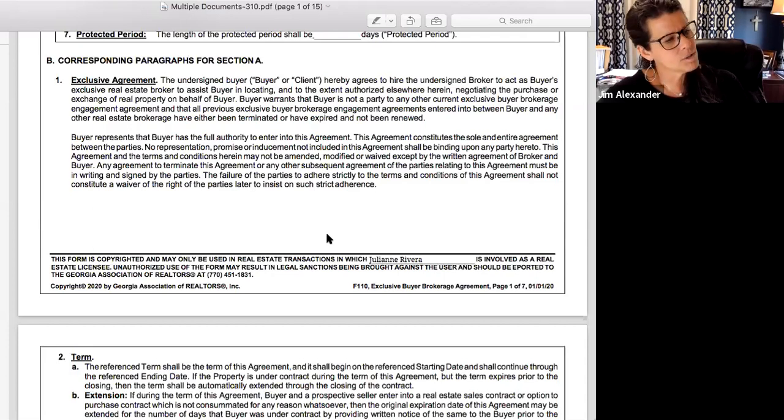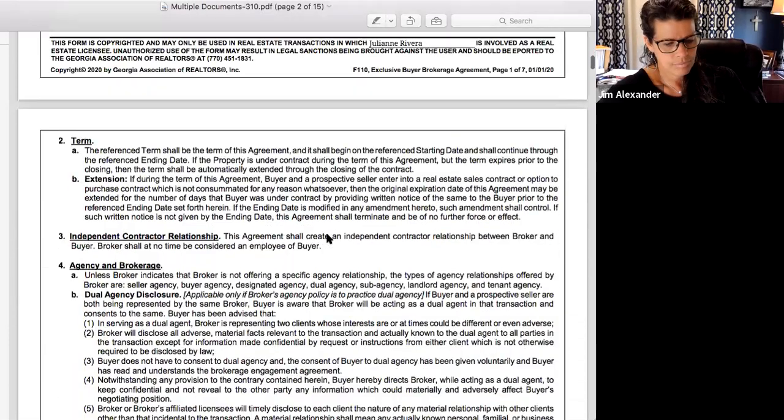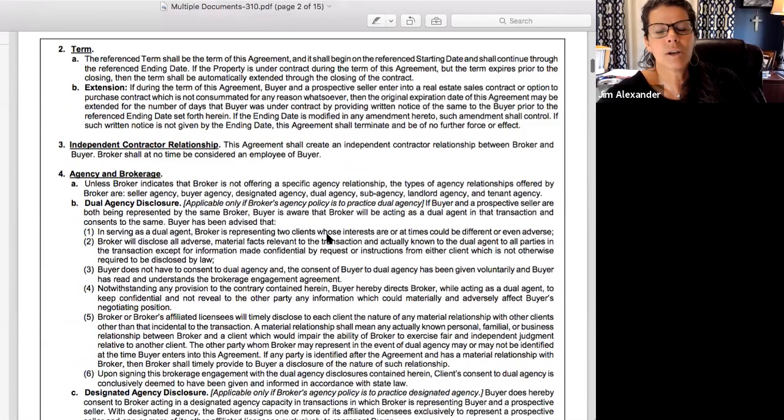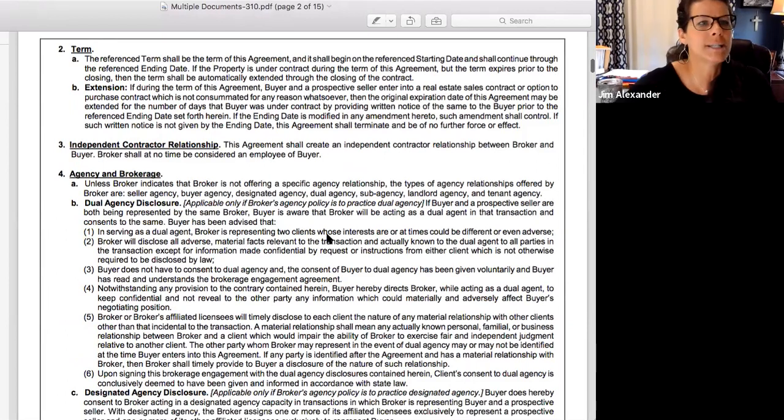Okay, let's skip over. Let's go down to paragraph number 2, terms. So this is explaining the terms, how we mentioned a little bit earlier about your start date and your end date. And this is something I want to bring to your attention that a lot of agents don't really understand. And this is true both in your buyer brokerage agreement and your listing agreement. If you look at that second sentence, it says, if the property is under contract during the term of this agreement, but the term expires prior to closing, then the term of this agreement shall automatically extend through your closing date.